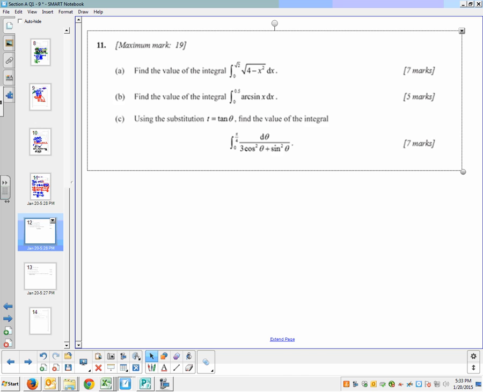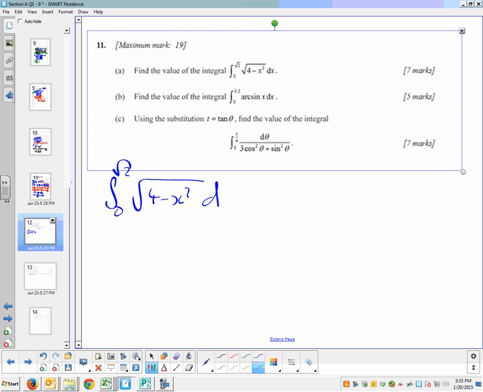Question 11a. So this is integration. From 0 to root 2, this is integration by substitution. So what are we going to do as our substitution? Substitution needs to be x is 2 sine theta.